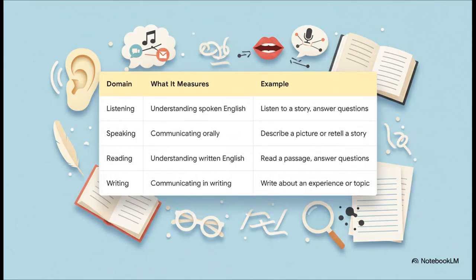Now, to get that full picture, the test looks at 4 key areas, or what they call domains: listening, speaking, reading, and writing. See, it's not just about one thing. It's about looking at everything. How well a student can understand what's being said, how they express their own ideas out loud, if they can understand a written text, and if they can write down their thoughts clearly. Altogether, these 4 parts give a really holistic view.